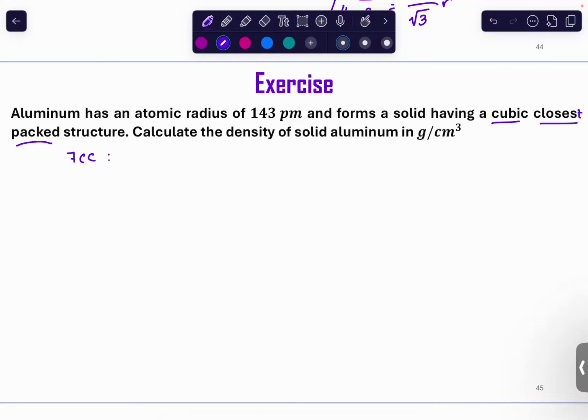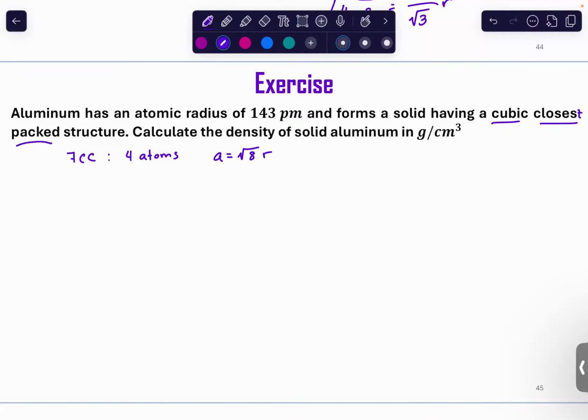So there's a couple of things I know. My face centered cubic, that's 4 atoms. Let's see. So then, of course, a is the square root of 8 R. So I know these things. Calculate the density of the aluminum. So we need it in grams per cubic centimeter.